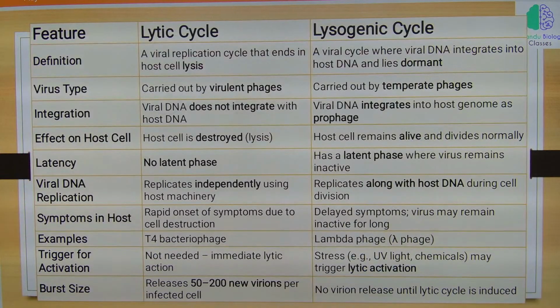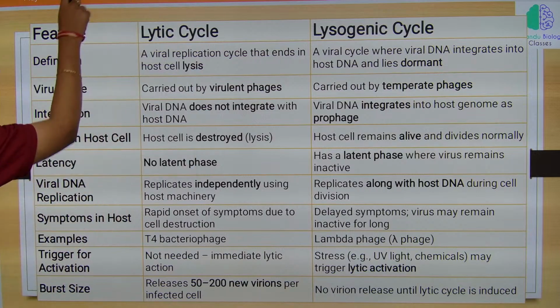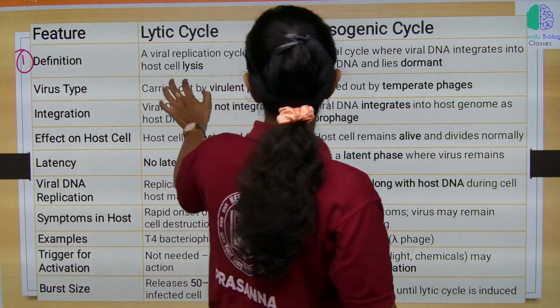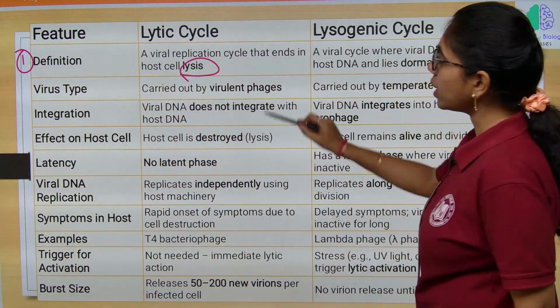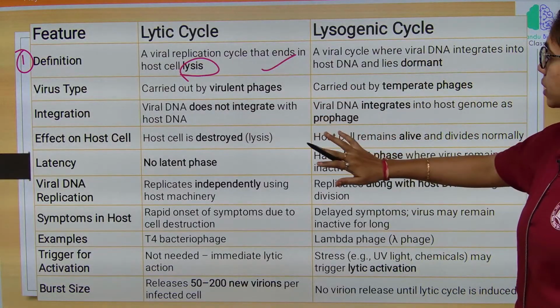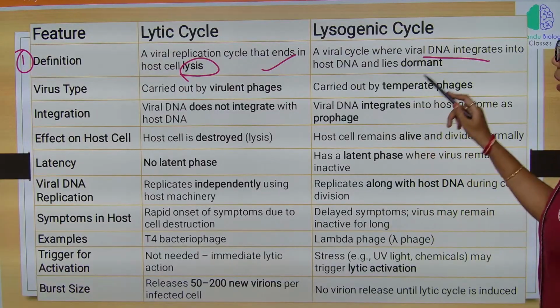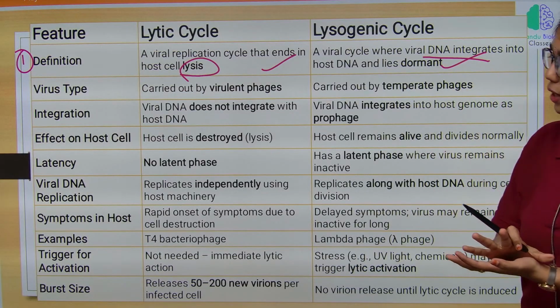So, here in this table you observe the comparative analysis between lytic cycle and lysogenic cycle. First, it goes with definition. A viral replication cycle that ends in the host cell is what? Lysis. A viral cycle where the viral DNA integrates into the host DNA and lies dormant.